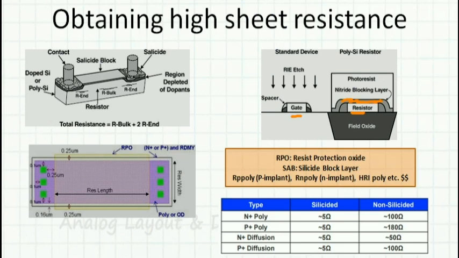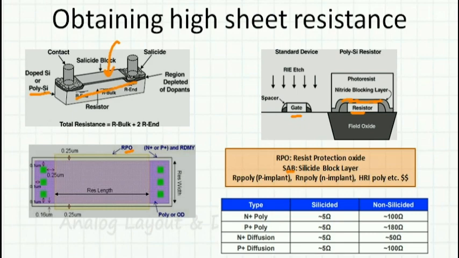So in this diagram also you see, this is a material which is polysilicon and I have a salicide block layer here which prevents the silicidation process for the polyresistor. This is another top view of the resistor, which has an RPO layer, which is nothing but a resist protection oxide layer, which again prevents this from being salicided. And some processes call this same thing the SAB layer or silicide block layer.